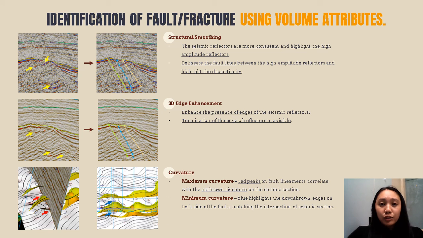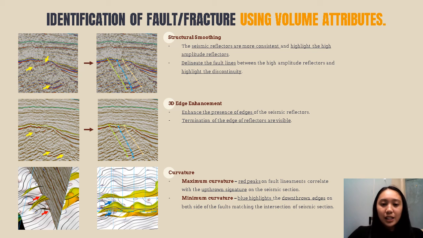So from the input 3D seismic, several attributes have been used to identify the fault or fractures as shown in this slide. The yellow arrows in the left column diagrams show the possible fault line or plane, while the diagrams on the right show the interpreted fault. From the structural smoothing attribute, we are able to delineate the fault lines between the high amplitude reflectors and the discontinuities are more visible compared to the original data.